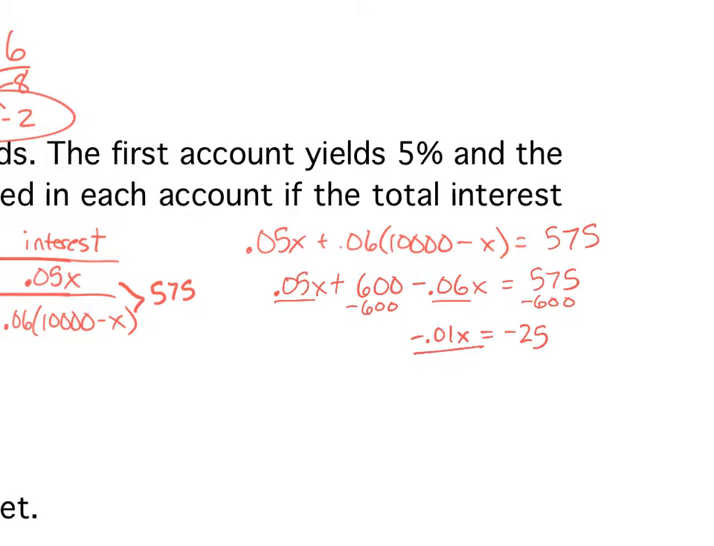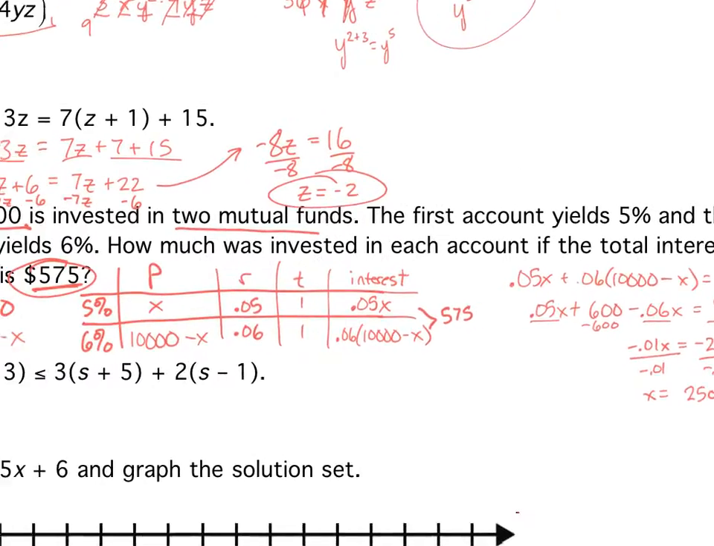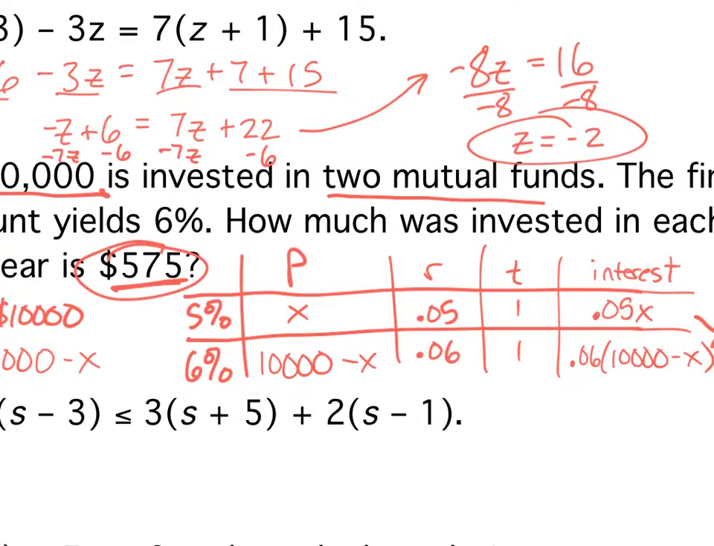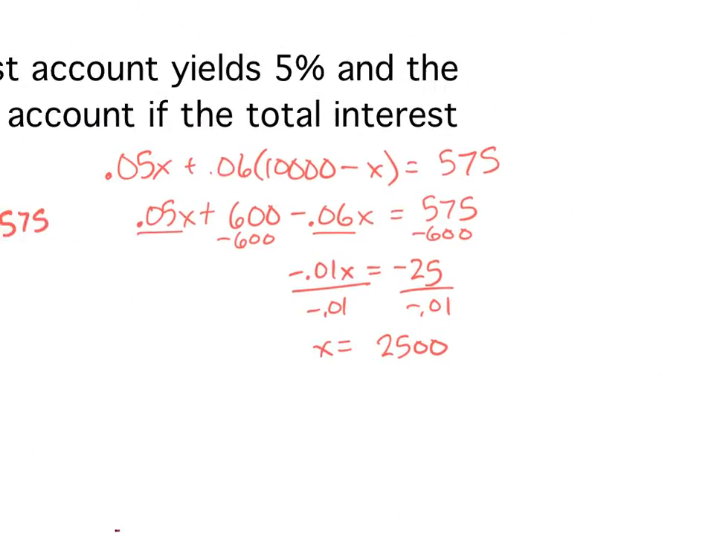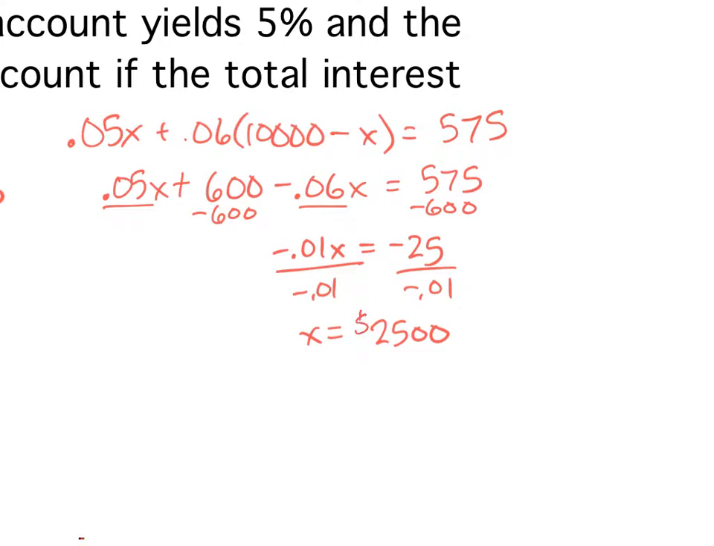Then I finished solving for x by dividing both sides by negative 0.01. And you could put that in your calculator, you'll get 2,500. So again, in our table, x was representing the principal invested in the 5% account. So I want to label it that way when I'm writing out my answer. This is a number of dollars that's invested at 5%.